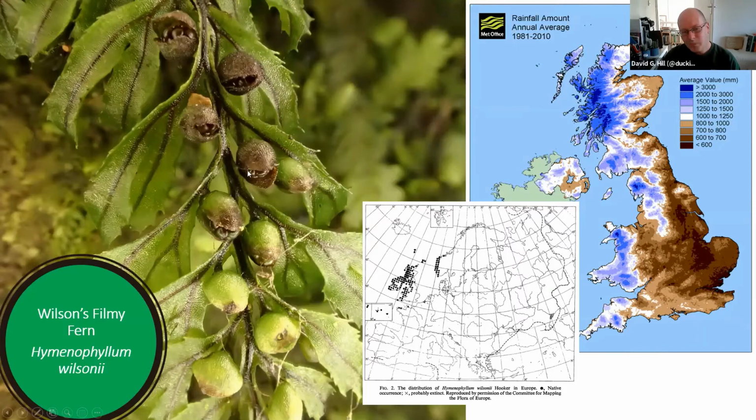These ones, Wilson's filmy fern, the sporangia doesn't have teeth. That's how we identify it. There are also differences in the cell structure. If you look at the chloroplasts in the cells, they're laid out in a different way. Tunbridge filmy fern, the other one, has teeth, quite distinct teeth on the edge of the sporangia. Sorry, on the end of the sori.